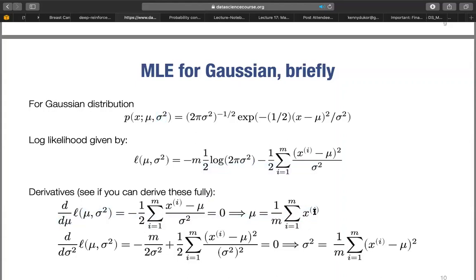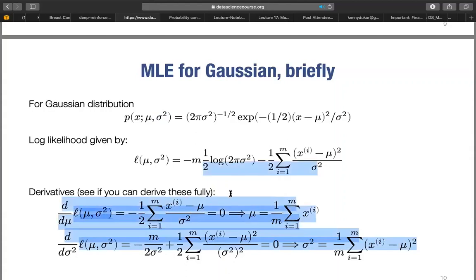You're having the sum over your data points here divided by m, which is the mean. And then for your standard deviation, it gives us also the normal formula, which is the sum over your x minus the mean squared, all over m. So what we're trying to do here is to show that maximum likelihood estimation is a good way of finding the parameters for a particular distribution, right?